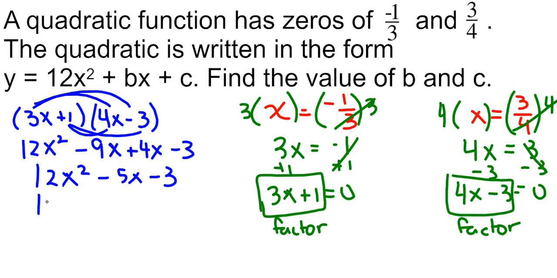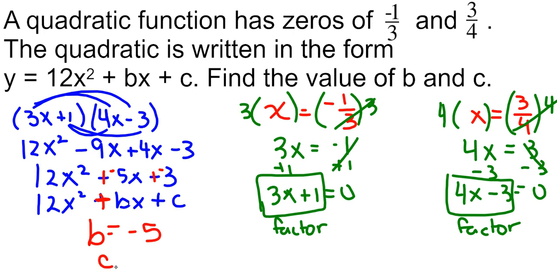Now let's write the template right underneath it so that we can answer the question. So plus b plus c. Lining it up, I can see that I have -5x, but the template says plus. So I can just change this to plus -5x. And again, the template says plus c, and this is a minus, so I can say plus -3. So I know that b is -5 and c is -3.